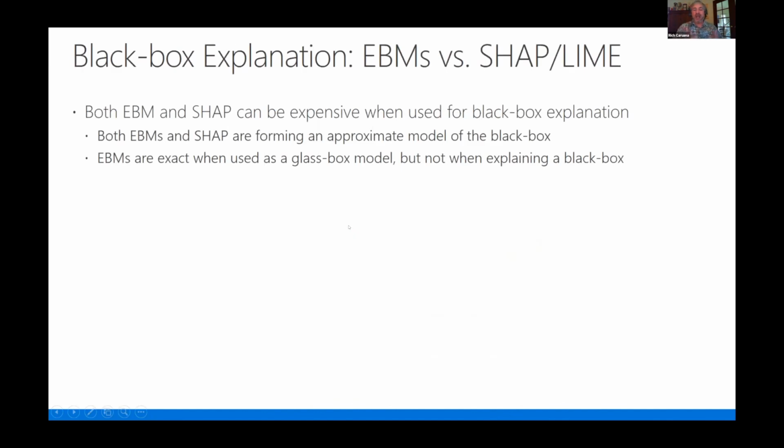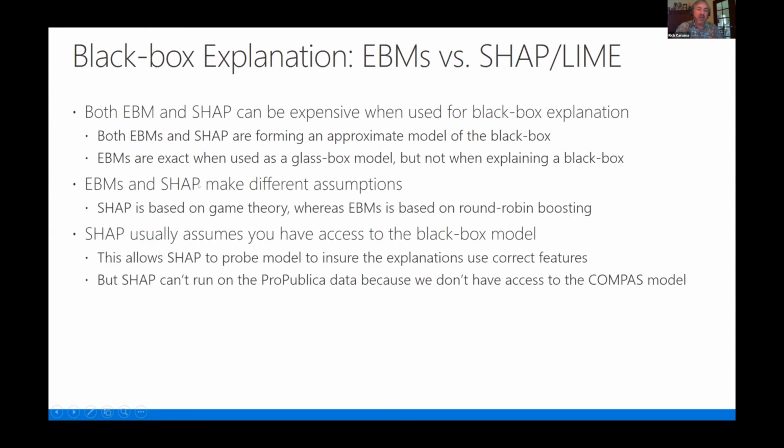Now, this is black box explanation, but using an EBM as opposed to SHAP or LIME. Both of these methods can be expensive because effectively, we're trying to form an approximate model of the black box, and that can be time consuming. Now, EBMs are exact when we use them as a glass box model, but they are no longer exact when we explain this sort of black box. If it turns out that the EBM, which is mimicking the black box, is accurate enough that you want to use it as the model you deploy, well, now it is an accurate explanation of the model you're going to deploy. But if you deploy the black box, this is still an approximate explanation of what's going on inside that black box. And EBMs and SHAPs make different assumptions.